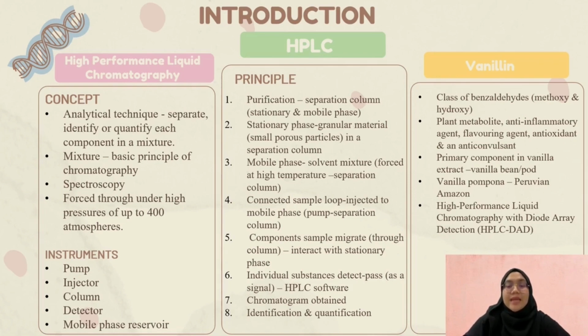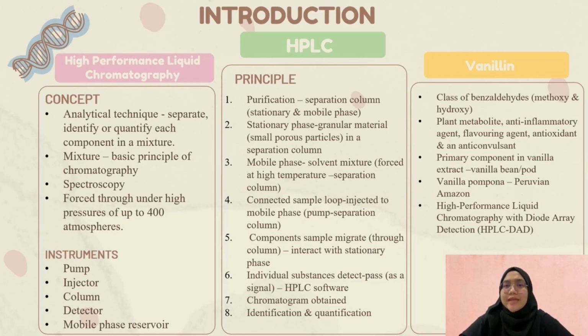After leaving the column, the individual substances are detected by a suitable detector and passed on as a signal to the HPLC software on the computer. At the end of this operation, a chromatogram in the HPLC software on the computer is obtained. The chromatogram allows the identification and the quantification of the different substances. Moving on to vanillin. What is vanillin?